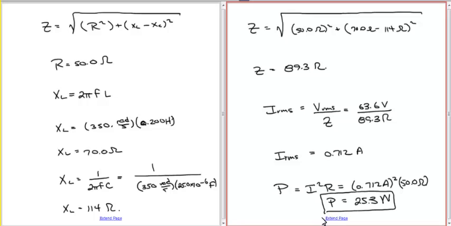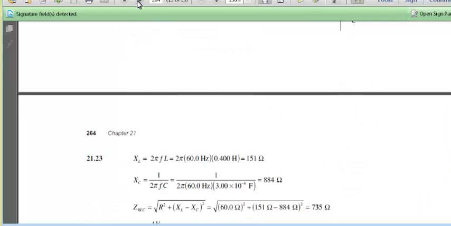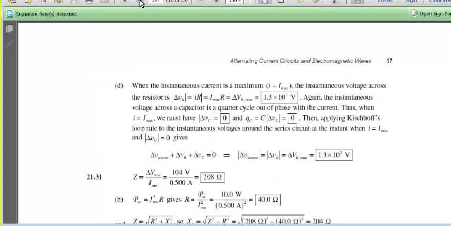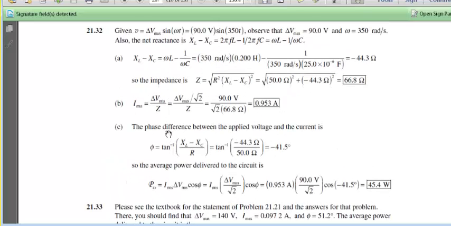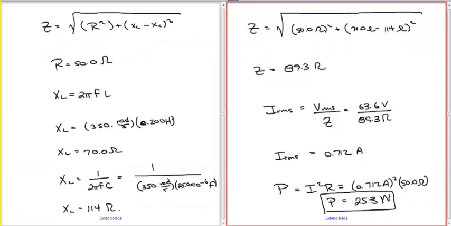Okay, so let's check the answer. This is problem 32. So they said the impedance is 66.8 ohms. What did I get? I got 89.3 ohms. Wonder what I did wrong. 50, 43, that looks right. Okay, what did they do here?